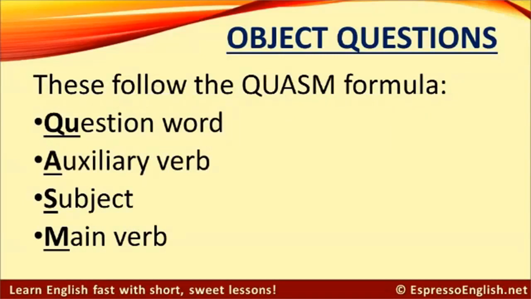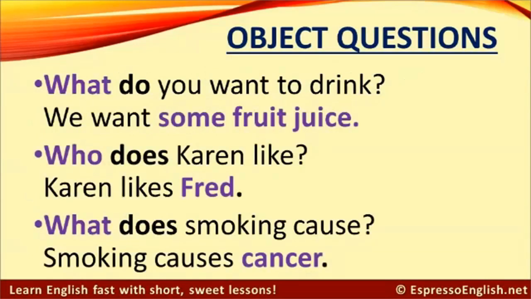Object questions follow the quasum formula: question word, auxiliary verb, subject, and main verb. When asking an object question in the simple present, we use the auxiliary verbs do and does. For example, what do you want to drink? We want some fruit juice. We are asking about the object, fruit juice.